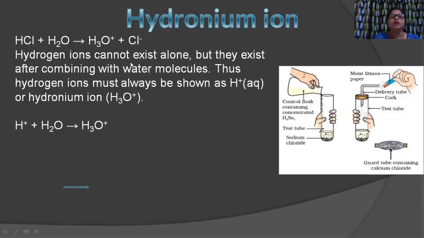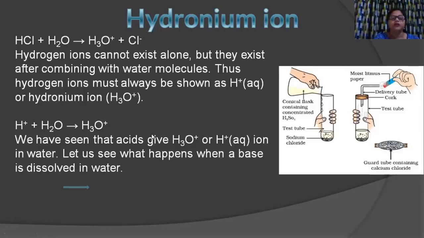Hydrogen ions cannot exist alone, but they exist after combining with water molecules. Thus, hydrogen ions must always be written or shown as H plus, and with that aqueous should also be mentioned, and hydronium ion like this we can write H3O positive. So it is the formation of hydronium ions. H plus plus H2O will form hydronium ion. We have seen with this activity that acids give hydronium ion or H plus aqueous ion.